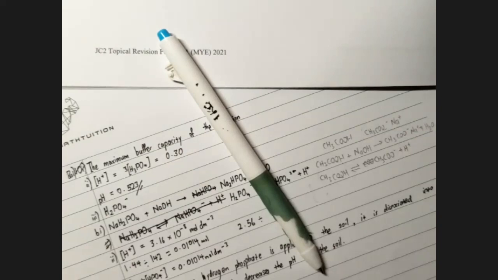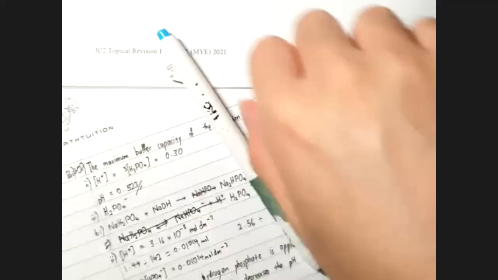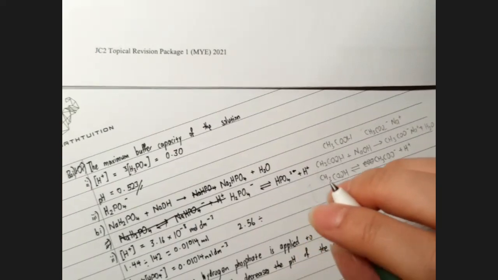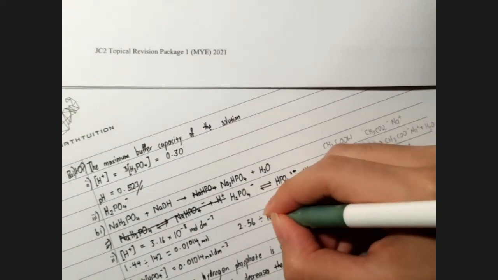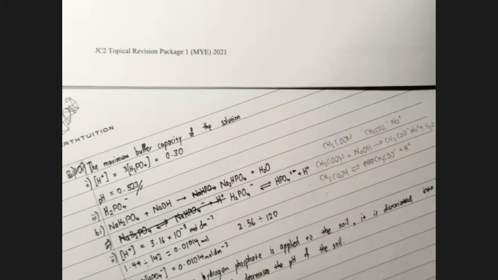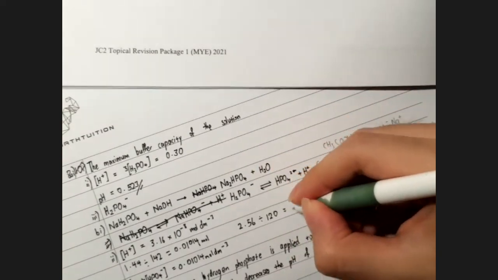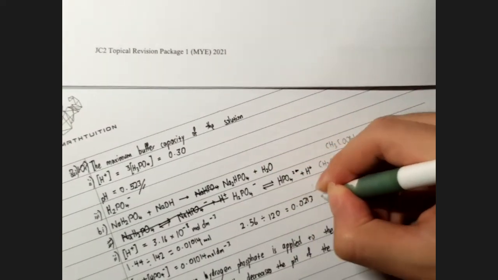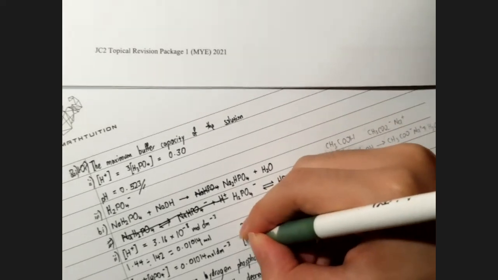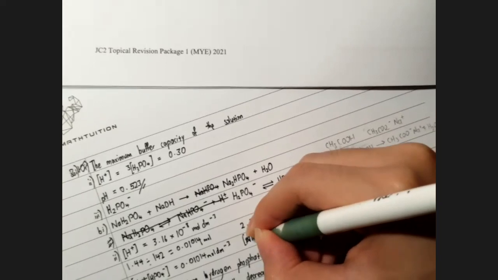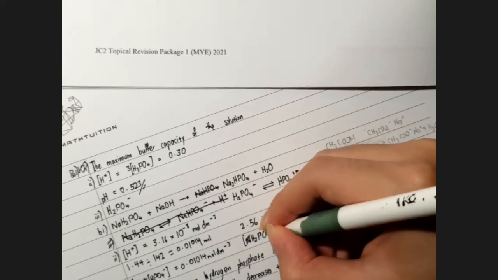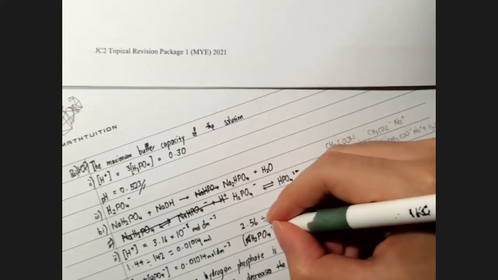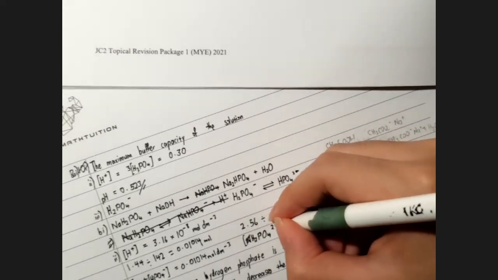NaH2PO4 is 120, right? Yeah, 120. Got that. H2PO4 minus.